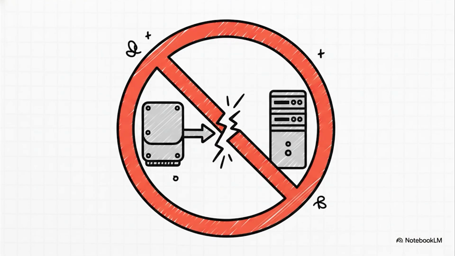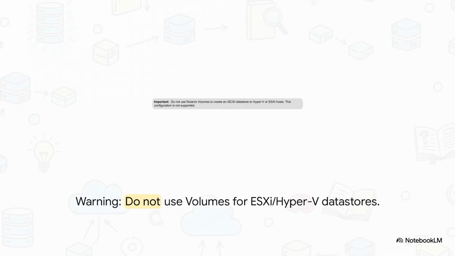The answer is never. Literally never. I really cannot stress this enough. You must never use Volumes to present an iSCSI data store to an ESXi or Hyper-V host. It is explicitly 100% unsupported by Nutanix. No exceptions. The official Nutanix Volumes guide puts this warning front and center for a reason. It flat out states not to use Nutanix Volumes to create an iSCSI data store to Hyper-V or ESXi hosts because the configuration is not supported.